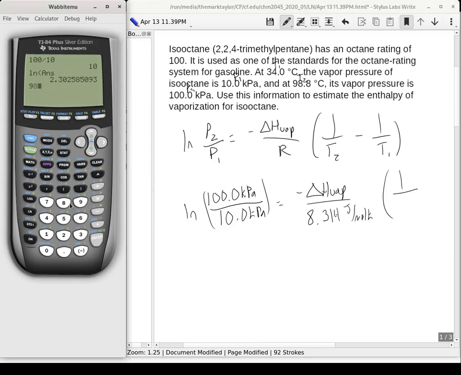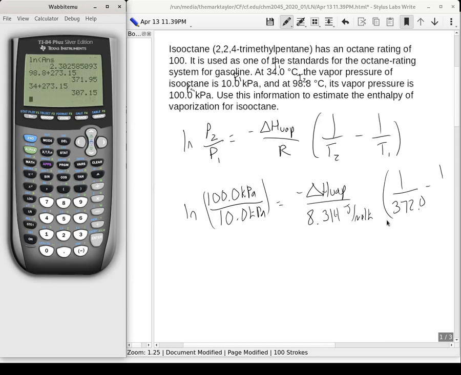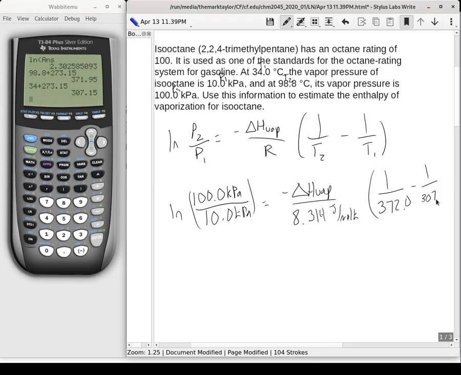kelvins. So 98.8 plus 273.15 is 372.0, and 34 plus 273.15 is 307.2.